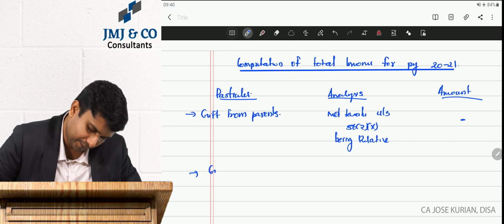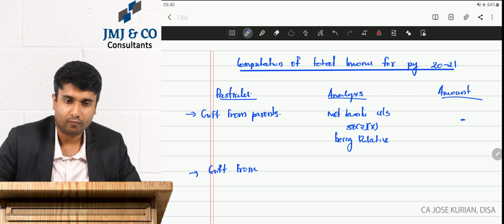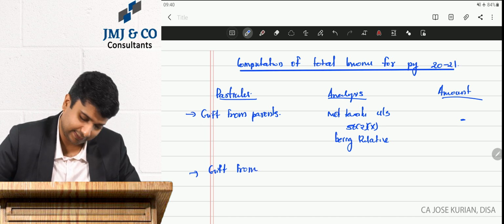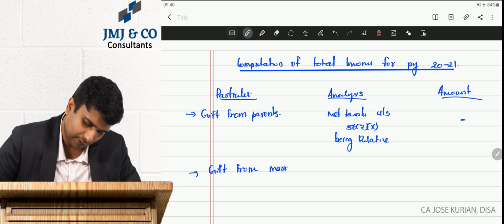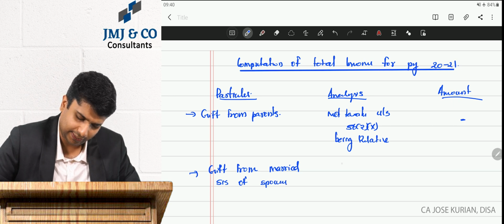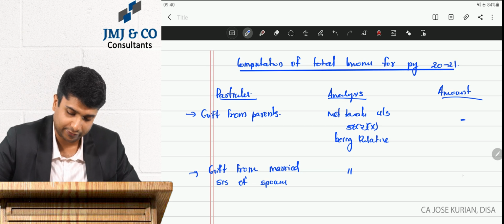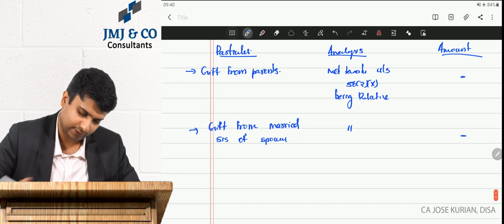So gift from married sister of wife, married sister of spouse or wife, again not taxable under section 56 subsection 2 clause 10, being a relative, and hence the amount is nil.